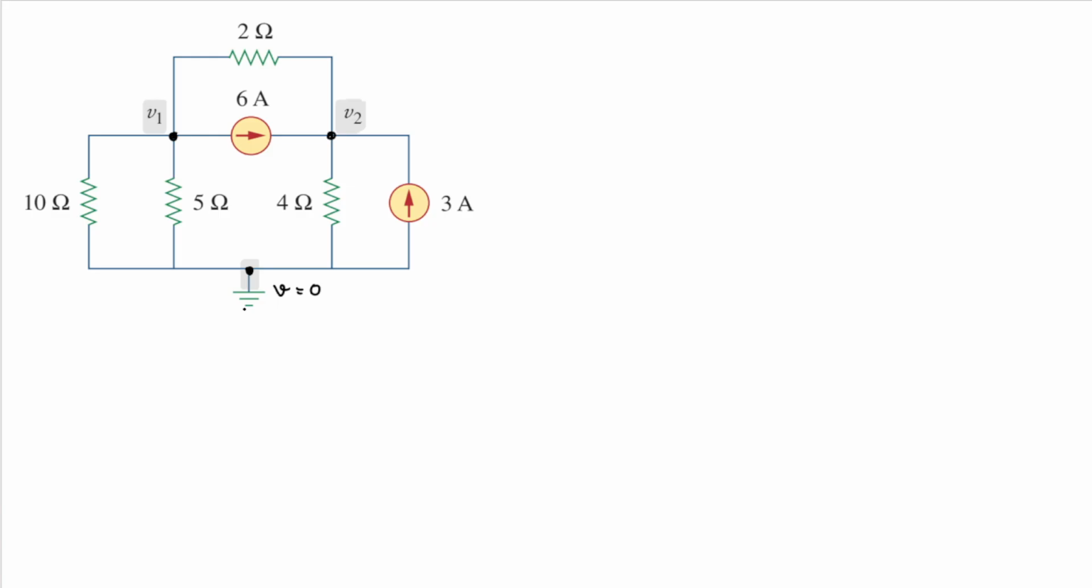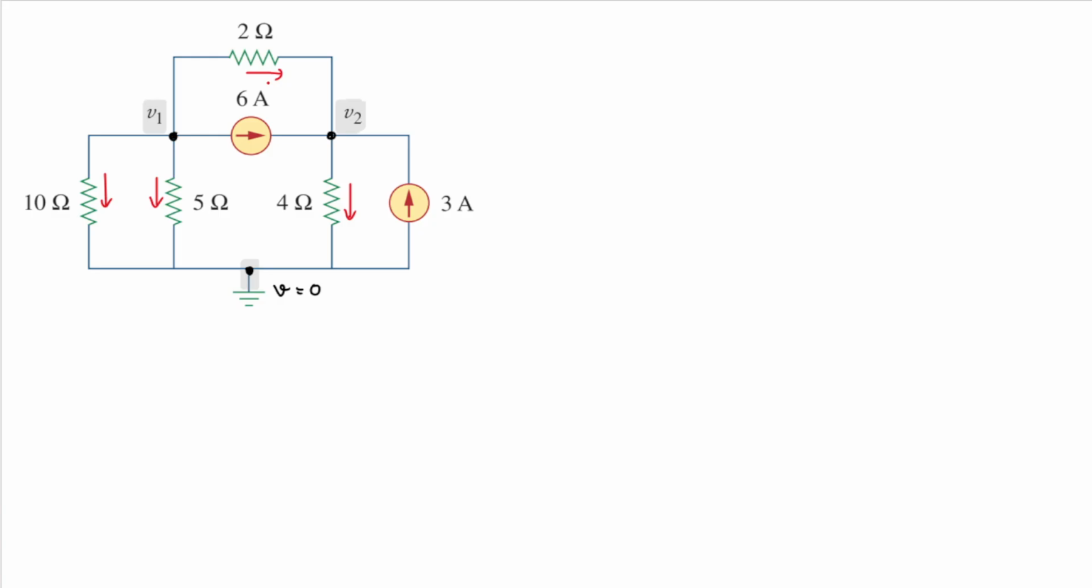And then the next step is assuming all the directions of the current. So in this step, we define the direction of the current. We don't know it yet, but we define it, right? So in this resistor, I will assume that it goes down, and this resistor also goes down, and this resistor also goes down, and then this one also goes down. No, it goes to the right, right?